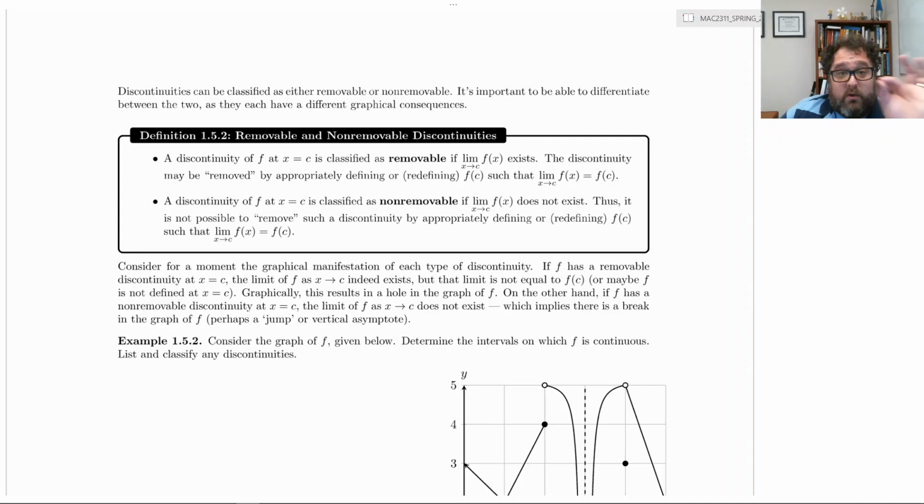Today we're going to continue our discussion of continuous functions. Specifically, today we're going to focus on where a function is not continuous. You've probably heard me say this word before, and if not, let me give it a definition. Where a function is not continuous is called a discontinuity, which I suppose makes sense.